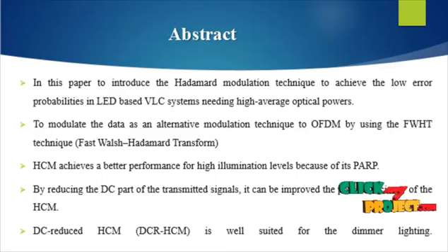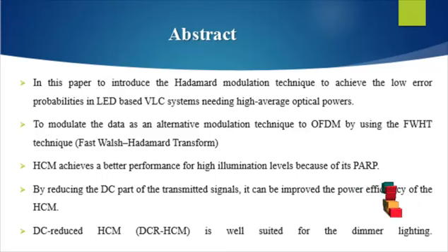VLC means visible light communication systems using the indoor lighting system to also provide downlink communications require high average optical powers to satisfy the illumination needs. This can cause high amplitude signals, common in higher order modulation schemes, to be clipped by the peak power constraints of the light emitting diode, that is an LED, leading to high signal distortion. So in this paper we introduce the Hadamard-Coded modulation, that is HCM, to achieve low error probabilities in LED-based VLC systems needing high average optical powers.